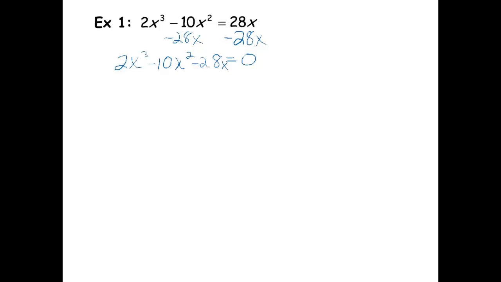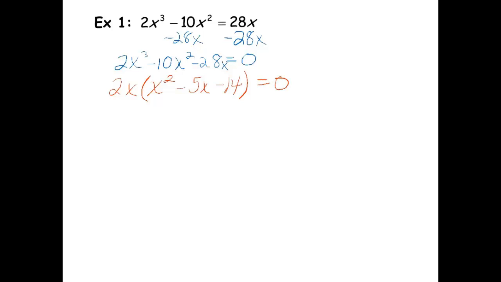miswrote that. So notice that these terms all have a common factor, right? And actually the greatest common factor would be 2x. I can factor out a 2x from each of these terms. That would leave me with x squared minus 5x minus 14.